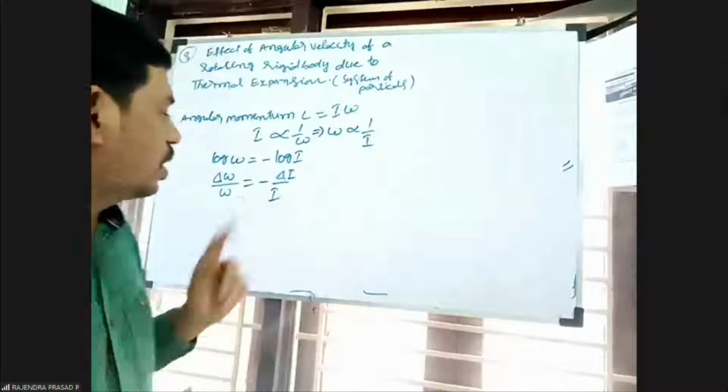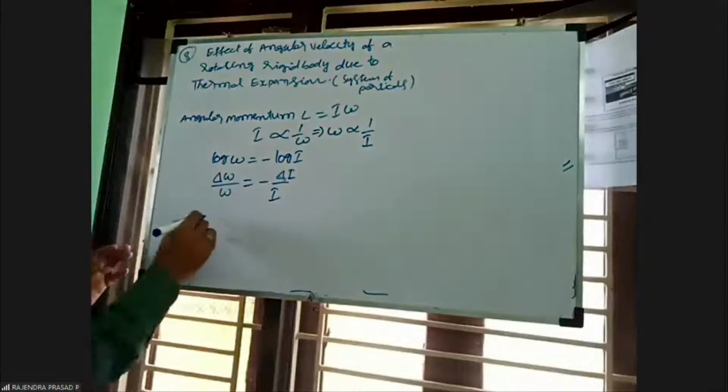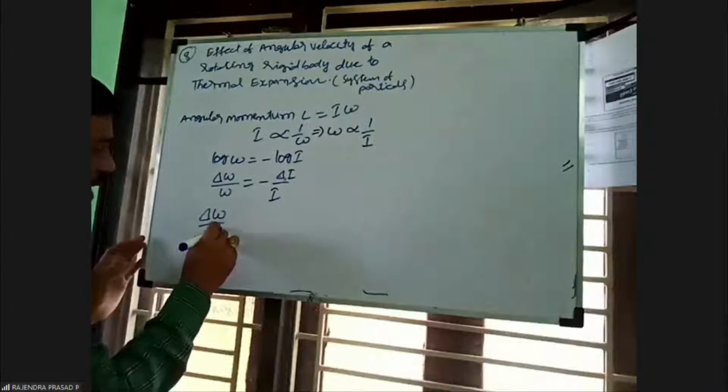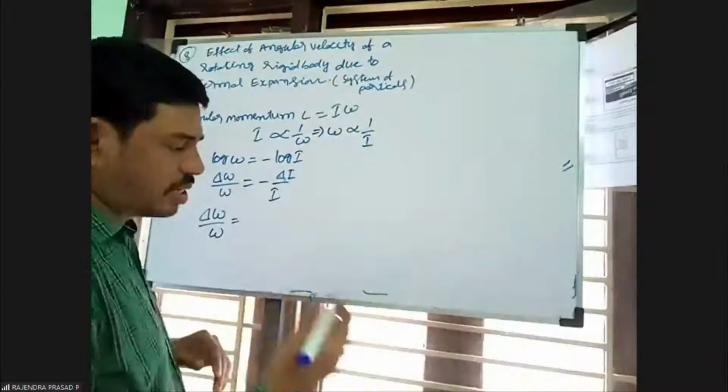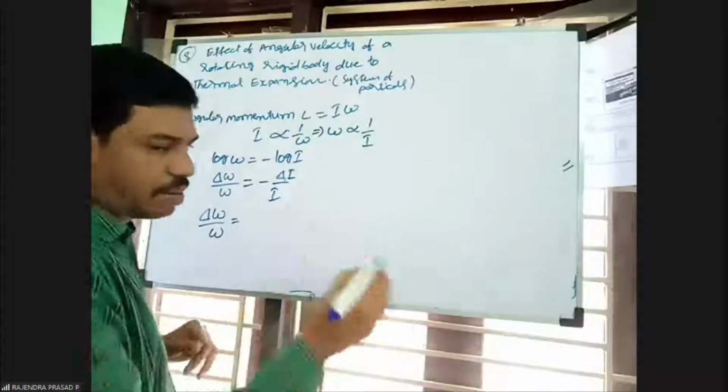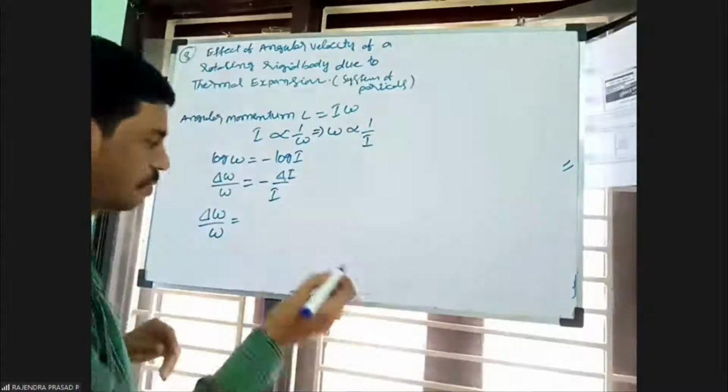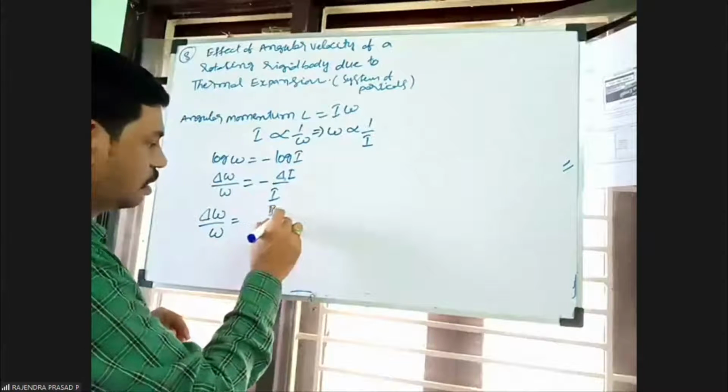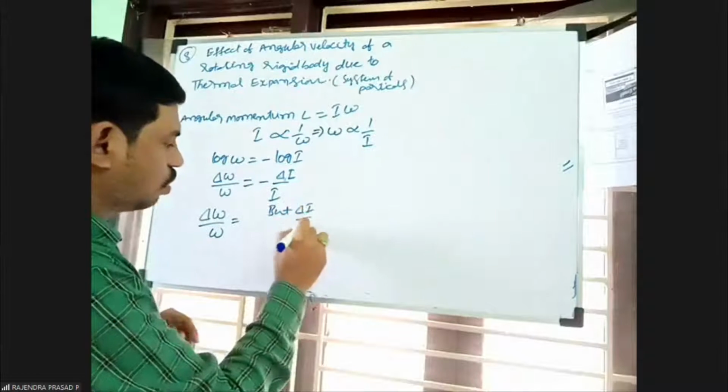So delta omega by omega equals minus delta I by I. What is delta I by I? We know that delta I by I is equal to 2 alpha delta t.